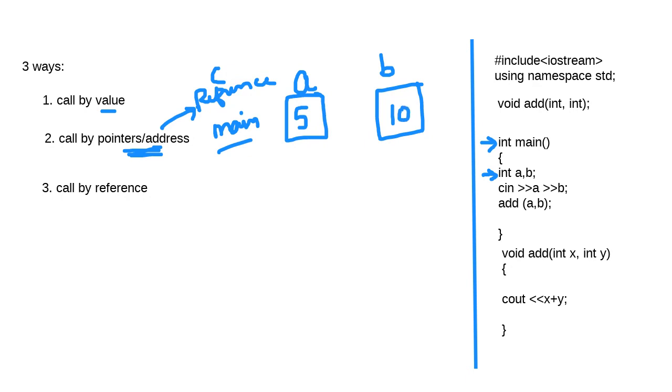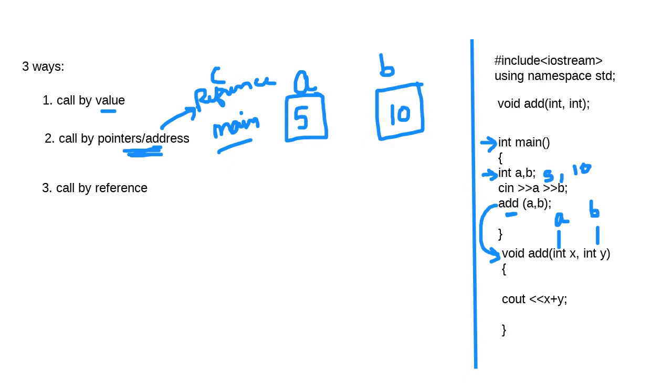ठीक है, 5 and 10 in A and B. So user ने enter कर दिया 5 and 10 values, right? Next, the call is made to the add function. So when the call is made to the add, the control will be transferred to the add function, right? Value of A is copied inside X and value of B is copied inside Y.